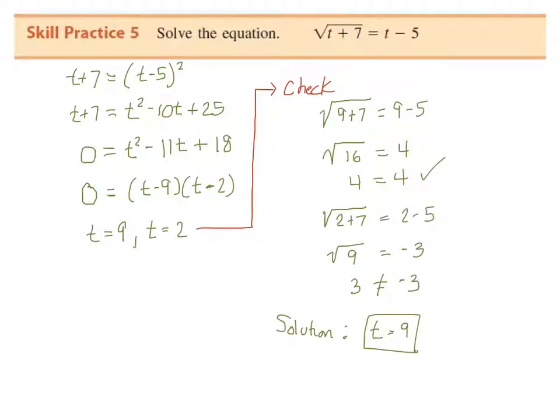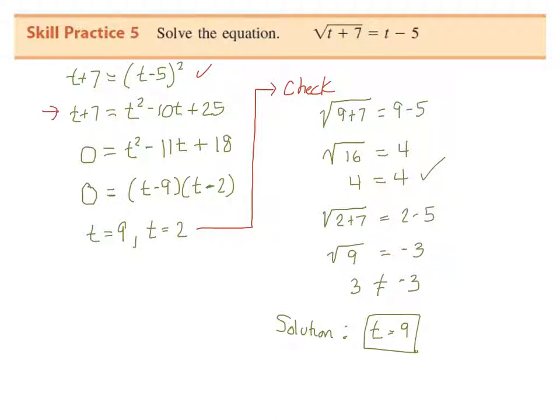In our practice skill 5, we have a similar equation. The square root of t plus 7 is equal to t minus 5. Well, we're going to square both sides of the equation. And when we do that, we get t plus 7 is equal to the square of t minus 5. Then t plus 7 is equal to the expansion of t minus 5 squared, which is t squared minus 10t plus 25.